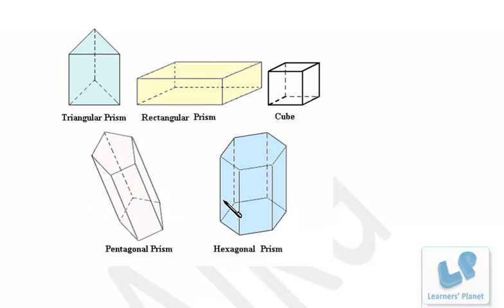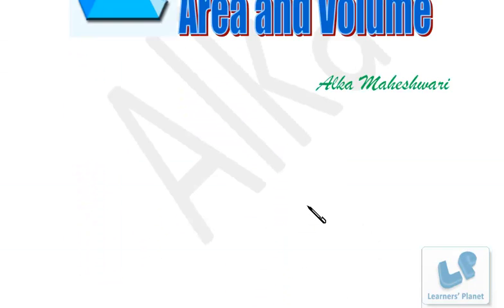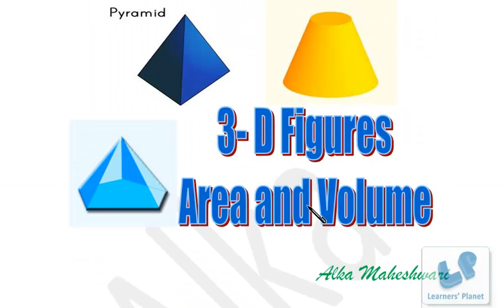Apart from that, we have triangular prism, rectangular prism, cube, pentagonal prism, hexagonal prism, right? And now we try to derive the formula for all of them, right? For their surface area, for their volume and all that.